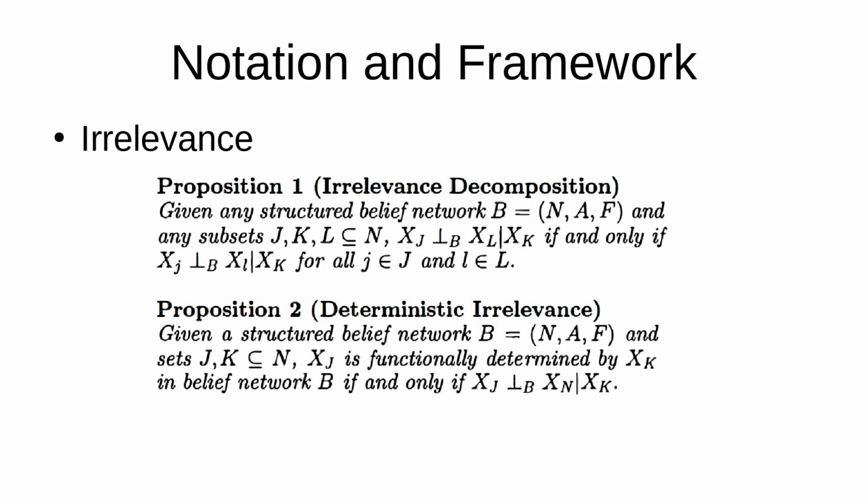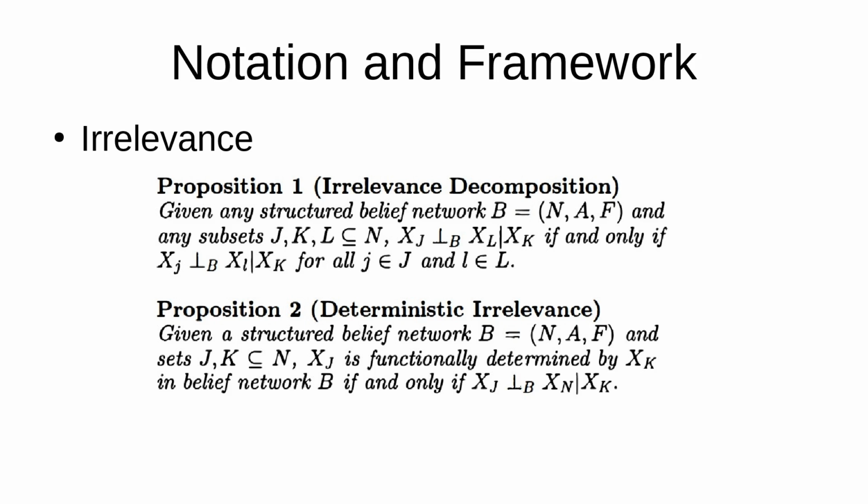It defines a deterministic node as a node whose value is certain or effectively observed when the parents of the node are observed. It introduces the notion of functional determination, where a node is said to be functionally determined by a set of variables if either the node itself is in the set or its value is a deterministic function of the variables in the set. Proposition 2 formally defines that xj is functionally determined by xk if xj is irrelevant to the entire network when xk is given.